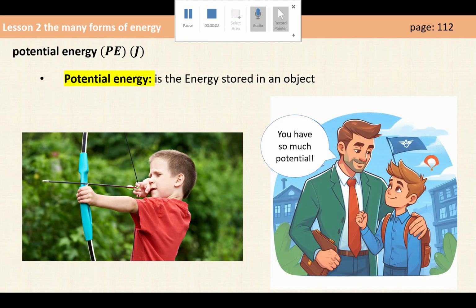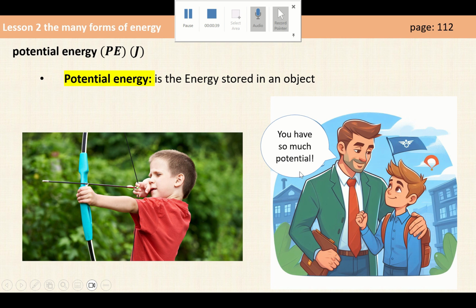So just like you saw in the video, potential energy is the energy stored in an object. So for example, if you take a bow and an arrow and you pull the arrow backwards, you store energy in it. And then when you let go of the arrow, this energy stored in the arrow will start to convert into kinetic energy. So here, the energy conversions are from stored energy, which is potential energy, into kinetic energy when you let go of the arrow.